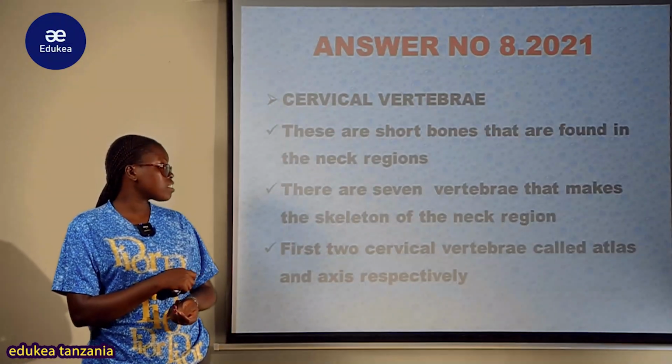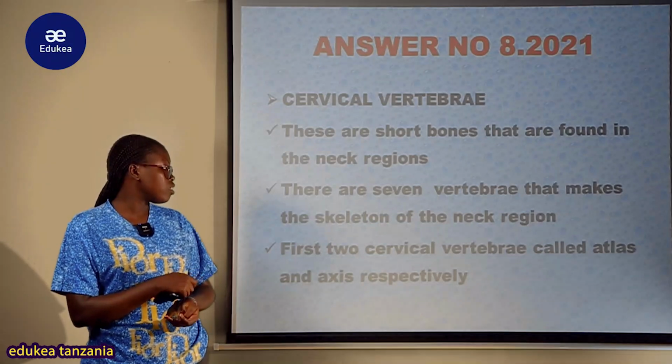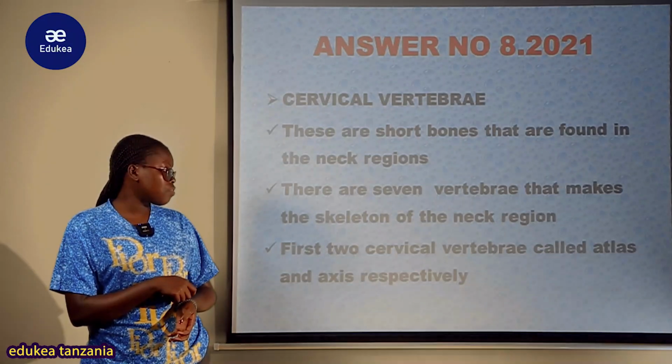Tukianza na cervical vertebrae, these are the short bones that found in the neck region. There are 7 vertebrae that make the skeleton of the neck region.